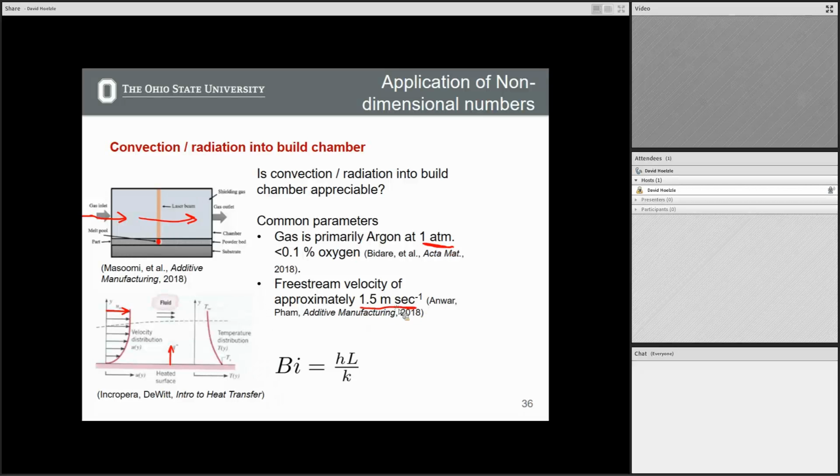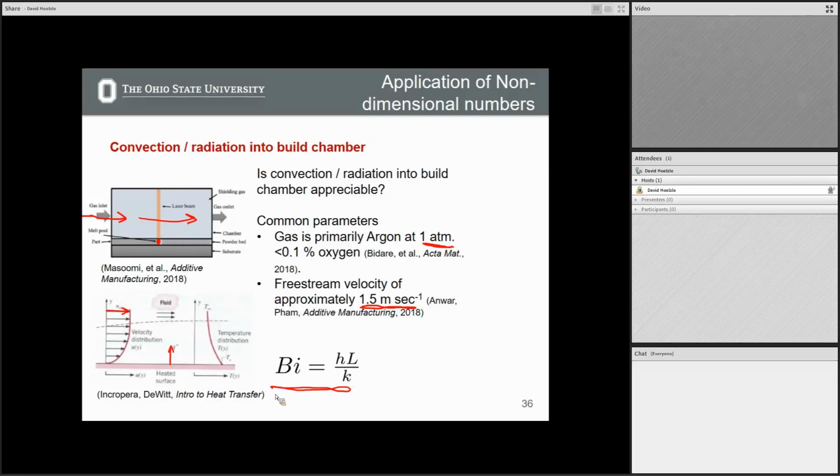And then if you look at the literature, you can see some estimations or measurements. In this case, this is a measurement of the free stream velocity using a hot wire anemometer. If you've done fluid mechanics studies or have a background in aerospace engineering, you've probably seen these before. But there's a free stream velocity of this airstream of about 1.5 meters per second. Okay, so quite fast actually. And then the way in which we analyze this is using the Biot number.